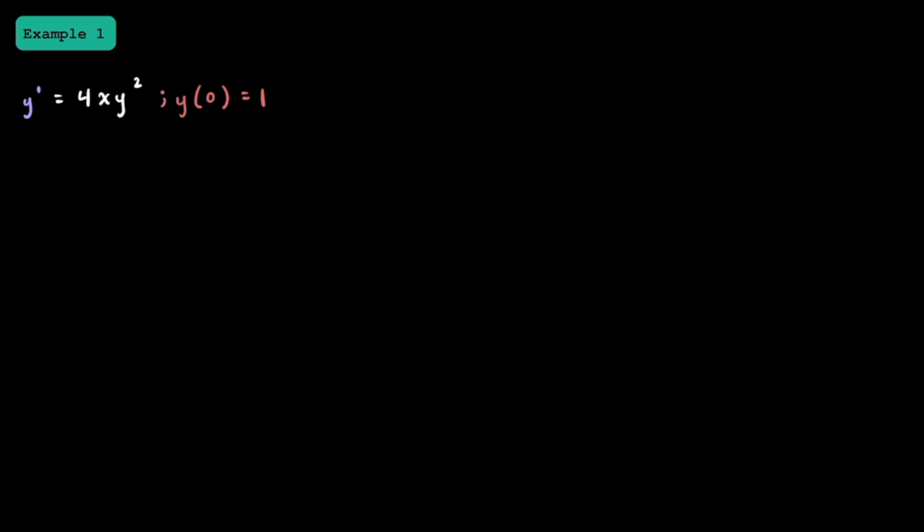In this first problem, we have the differential equation y prime is equal to 4 times x times y squared. The y of 0 equal to 1 is what we call our initial condition. Later on, once we find our general solution, we can use this initial condition to find out our constant, or our c value. But for now, we're just going to ignore it because we don't really need it yet.